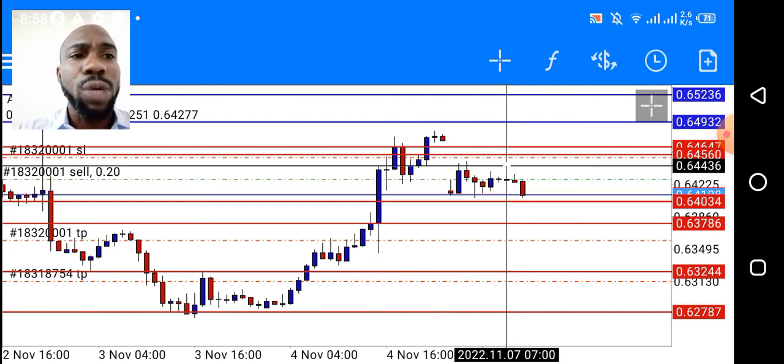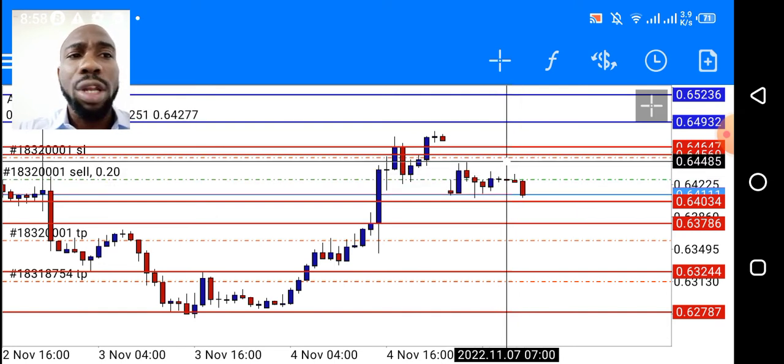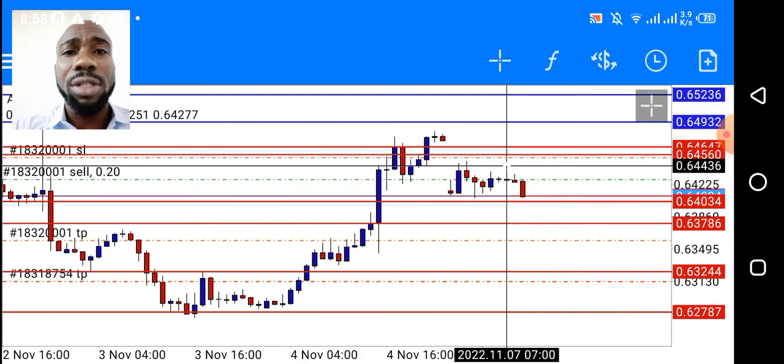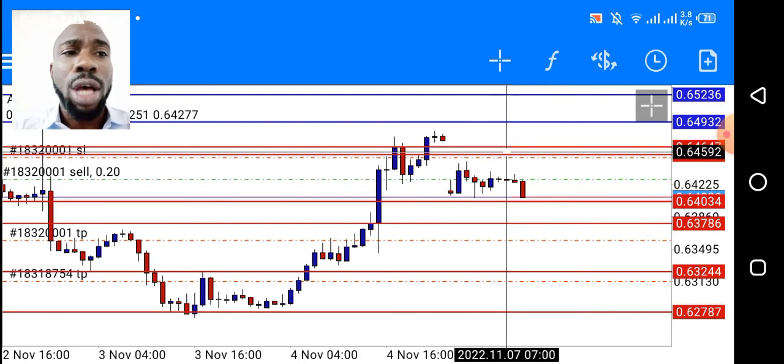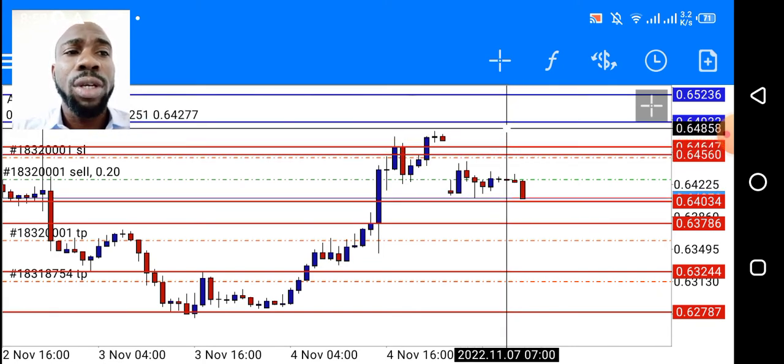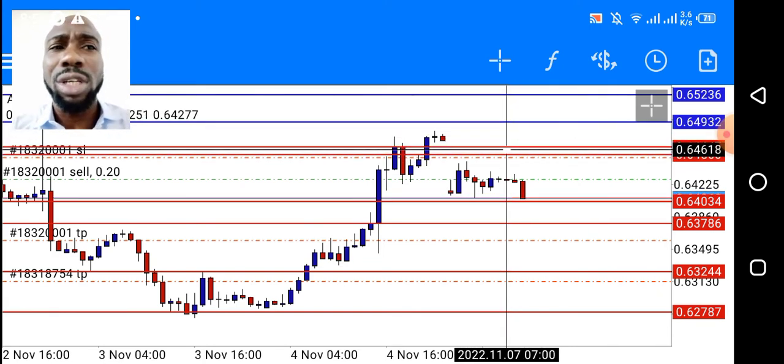at this point we had what we call a doji candlestick, and a doji candlestick indicates that the trend is about to change from bullish to bearish. So at this point, I executed a sell trade after the close of this doji candle. Now, it's not just a doji candle.